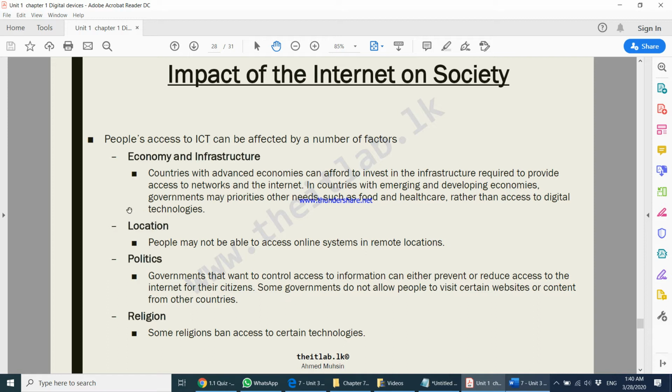Another problem is location. People may not be able to access online systems in remote locations. So certain locations have no facilities in order for people to access online services. Okay, so another factor can be the location. Another factor can be politics. In certain countries, the government prevents people from accessing certain services on the internet. Okay, so that is what we call politics. Another factor can be religion. Some religions ban access to certain technologies.